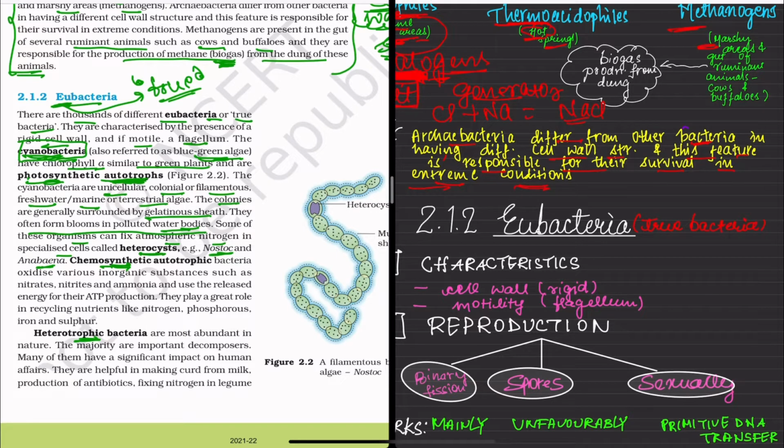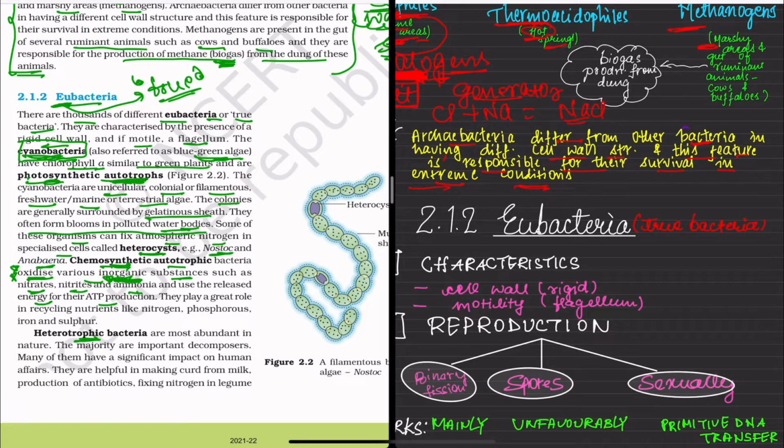They oxidize various inorganic substances such as nitrates, nitrites, and ammonia, and use the released energy for their ATP production. So what they do is they oxidize nitrates, nitrites, and ammonia. Oxidize, not reduce. This word is very important. And inorganic, not organic. Chemosynthetic autotrophic bacteria oxidize, not reduce. They oxidize various inorganic, not organic.